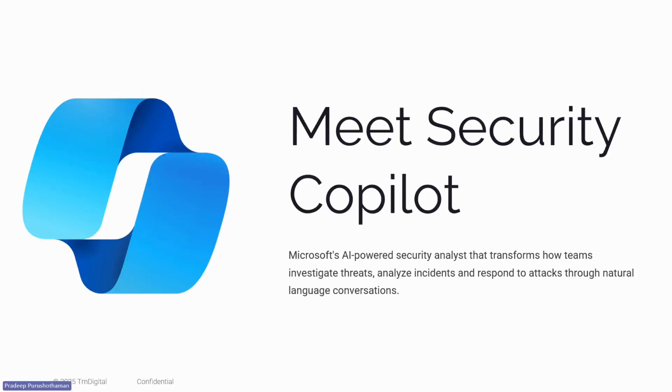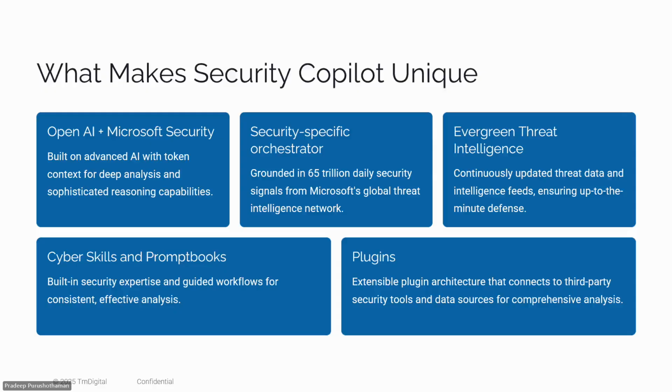So, we have introduced Security Copilot as Microsoft's AI-powered security assistant, but what really sets it apart from other tools in the market? OpenAI plus Microsoft Security. Security Copilot combines the power of OpenAI's advanced language models with Microsoft's deep security expertise and global threat intelligence. This partnership brings the best of both worlds, cutting-edge AI with enterprise-grade security. A security-specific orchestrator, unlike generic Copilot, this one is purpose-built for security itself. It understands alerts, logs, incidents, and the security workflows, and it knows how to connect the dots across the entire environment.